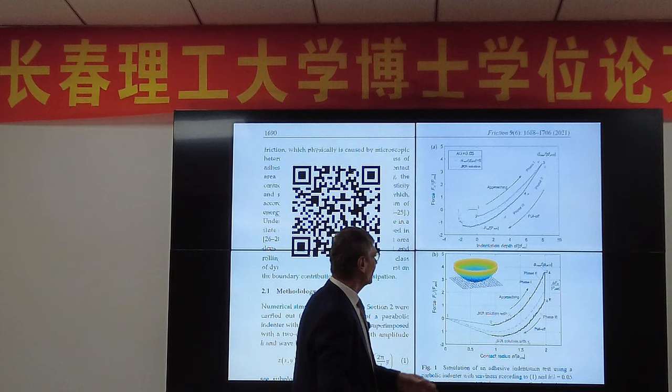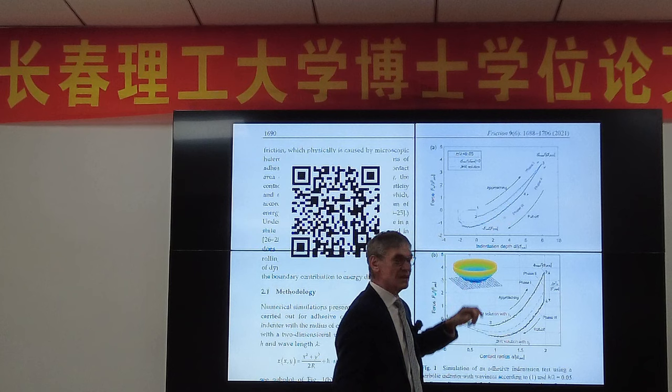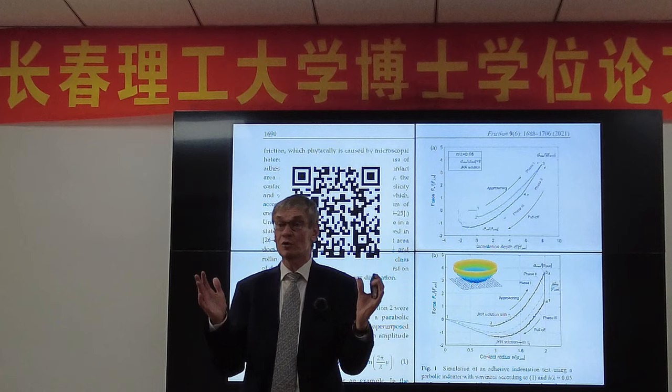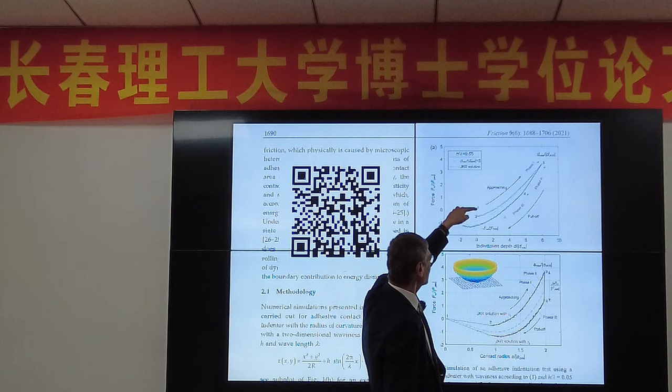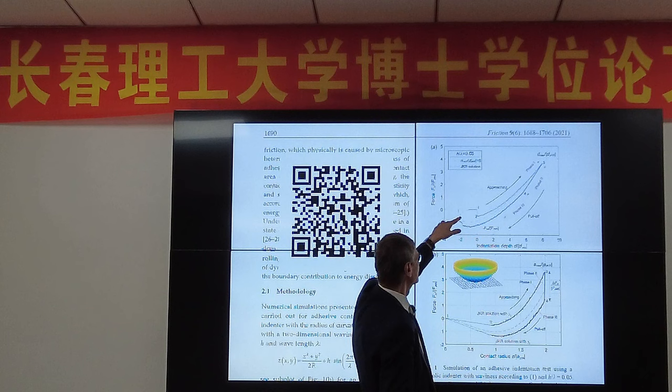And the gray line is the force-indentation dependence without roughness. It is a smooth body. This is the GKR theory. Normally, according to GKR theory, at the first contact it should jump here, and then move along this curve up to this point.